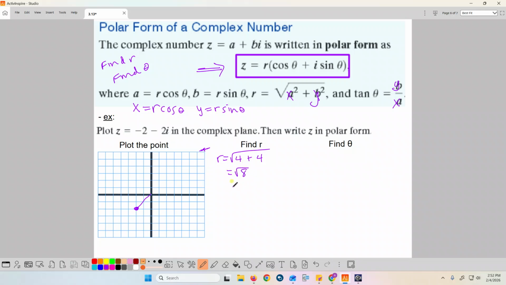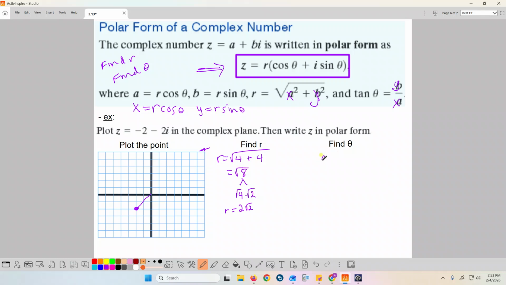Now, can I simplify that? Yeah, I could, right? Think of your factors of 8. We have one to be the square root of 4. We have another one to be the square root of 2. And this just gives me 2 radical 2, okay? So this right here is your r value.